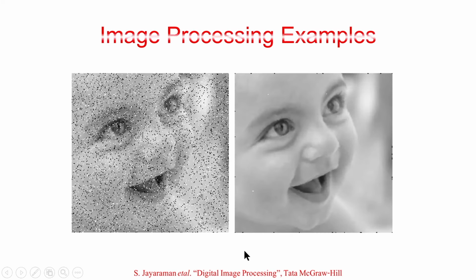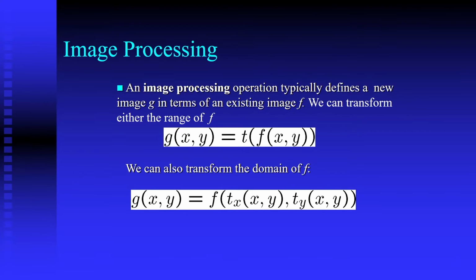In this example, I have considered a noisy image, and after this I am getting the filtered image, the better quality image. Now, what is actually image processing? I can show, because an image is represented by f(x,y). What is f(x,y)? It is the intensity at the point (x, y). Now in this case, g(x,y) is the output image and f(x,y) is the input image.